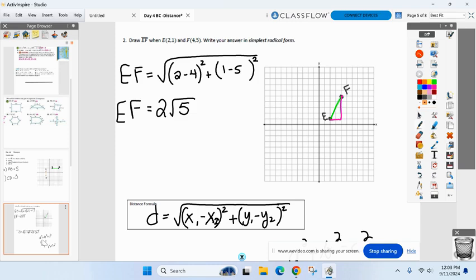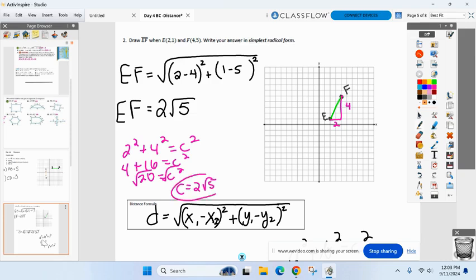So make a right triangle. You can count each of these, right? So what's this? 1, 2, 3, 4, and this is 2. And now do 2 squared plus 4 squared equals c squared. 4 plus 16 equals c squared. 20 equals c squared. And if you do the square root of 20 on your calculator, you're going to find a familiar answer. Okay? So you can make a right triangle out of it. All right, that's the alternative.